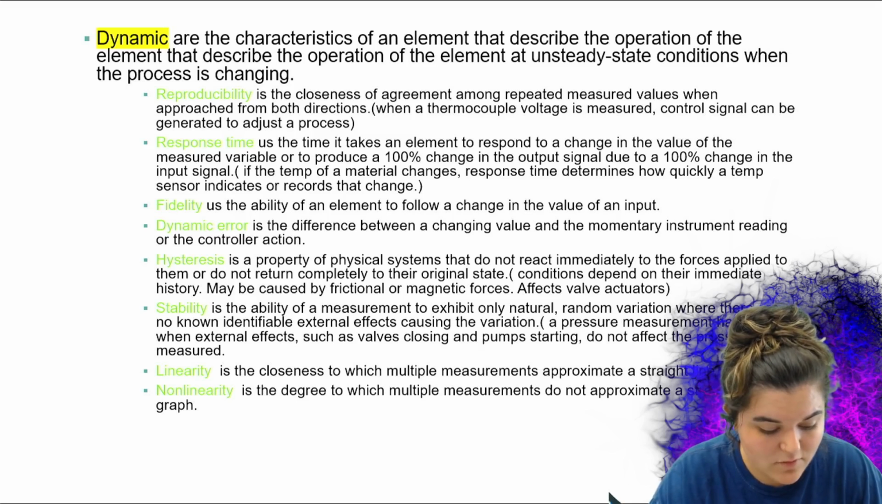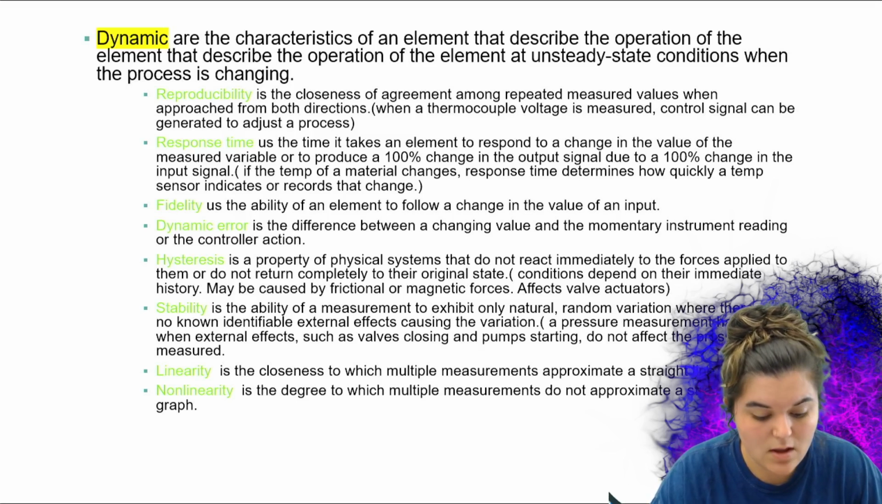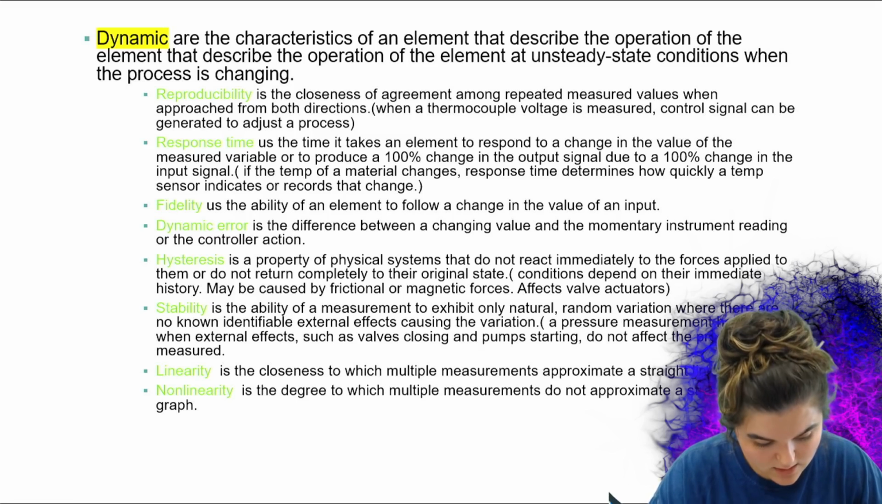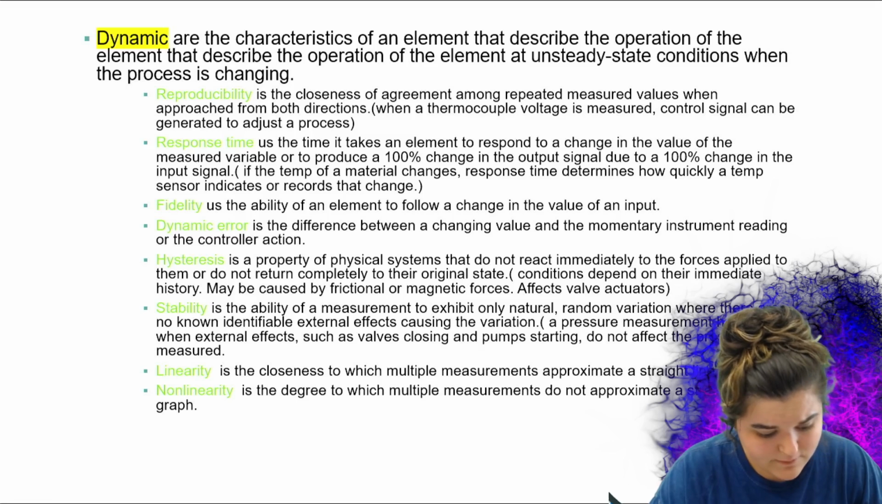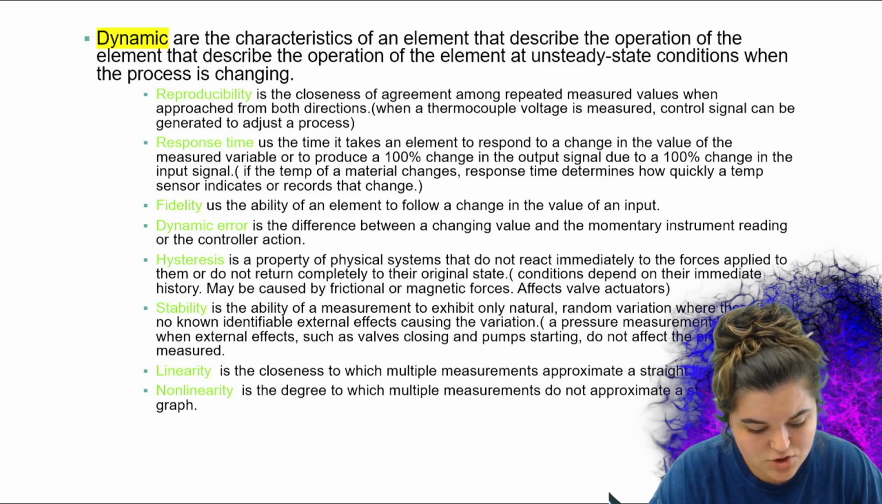Stability is the ability of a measurement to exhibit only natural, random variation where there are no known identifiable external effects causing the variation. A pressure measurement has stability when external effects, such as valves closing and pumps starting, do not affect the pressure being measured. Linearity is the closeness to which multiple measurements approximate a straight line on a graph. Nonlinearity is the degree to which multiple measurements do not approximate a straight line on a graph.